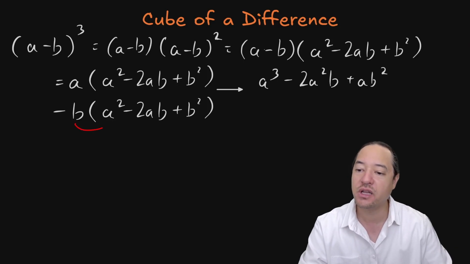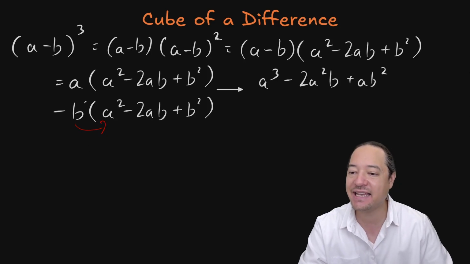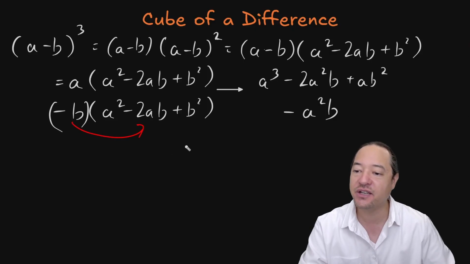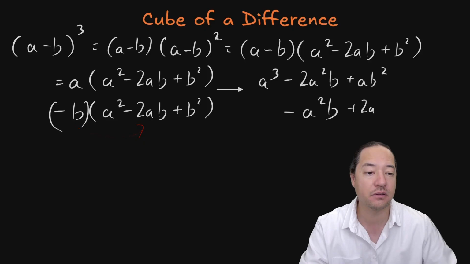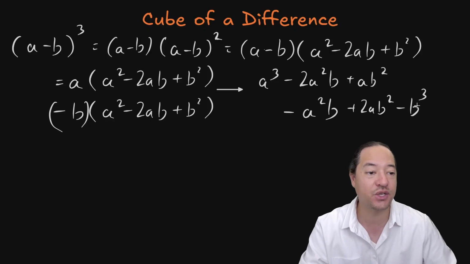And then we will distribute this b in here, but this is a negative b, okay? So let's make sure we keep the signs correct. So this is a negative b times an a squared, okay? So that will give us a minus a squared b. And then we do the same thing here. So this will become a plus 2ab squared. And then finally, a negative b times a positive b squared will be a negative b cubed, okay?